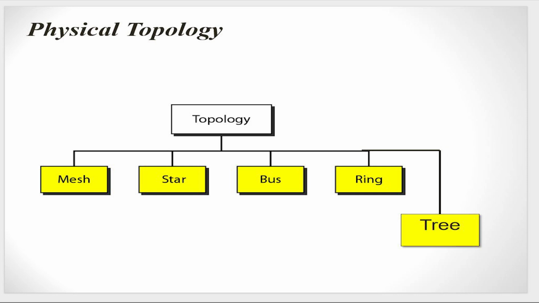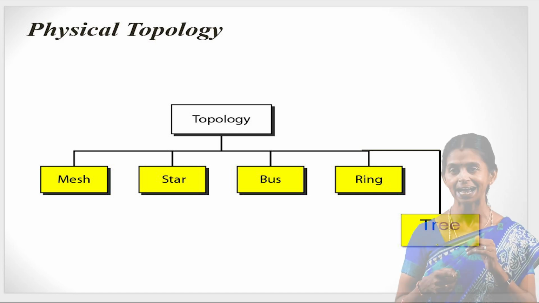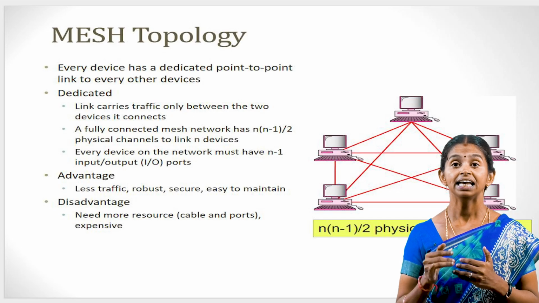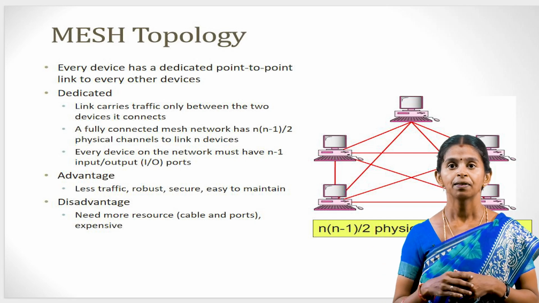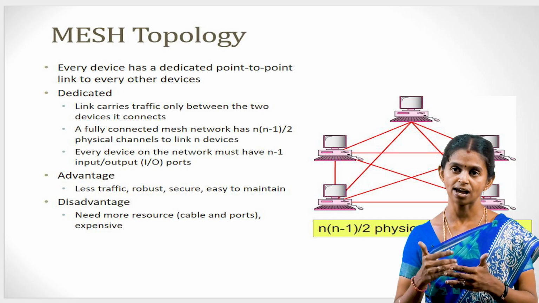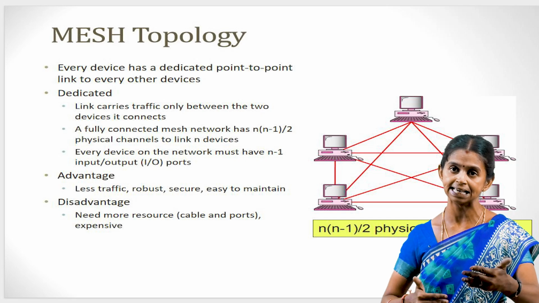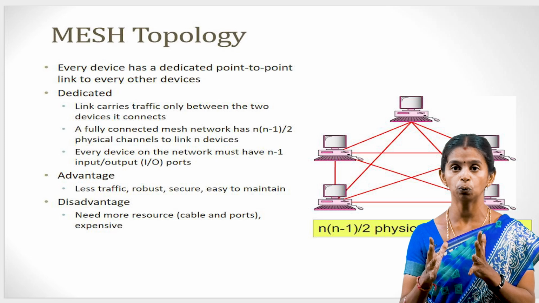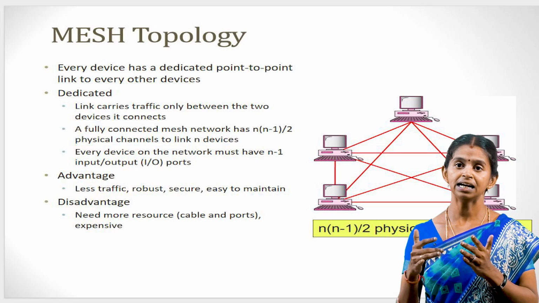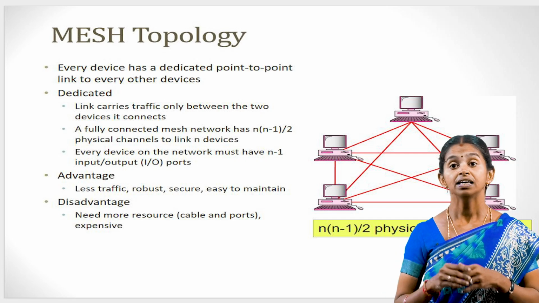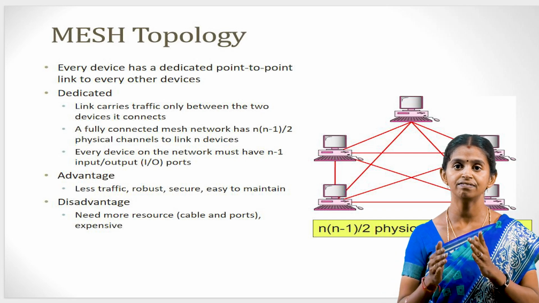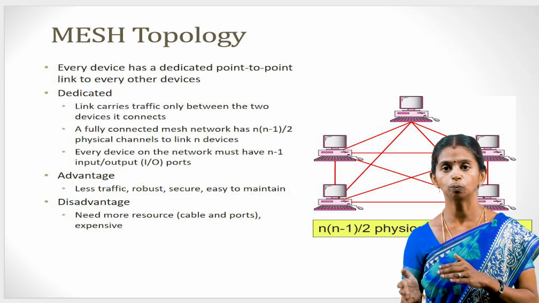Physical topology. The topology and its types are displayed. The topology can be mesh topology, star topology, bus topology, ring topology and tree. Mesh topology. Every device has a dedicated point-to-point link to every other device. Dedicated means each link carries traffic only between the two devices it connects. A fully connected mesh network has n(n-1)/2 physical channels to link n devices. Each device on the network must have n-1 input/output ports.